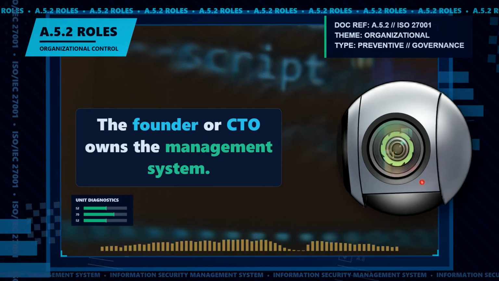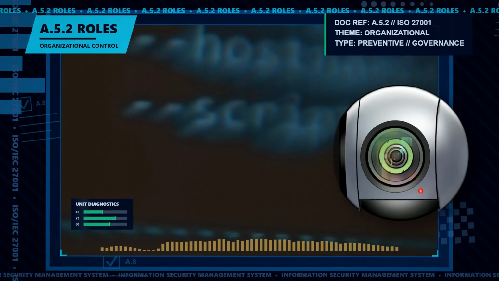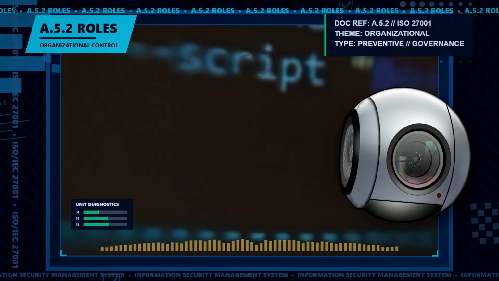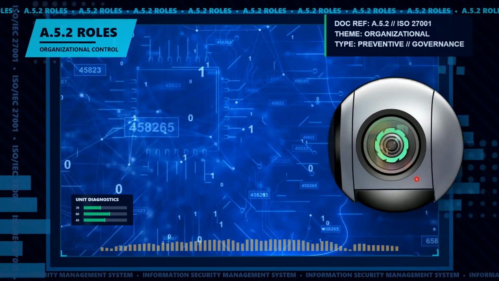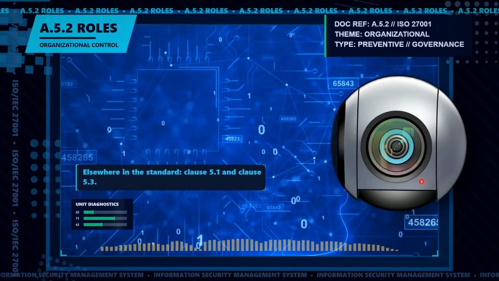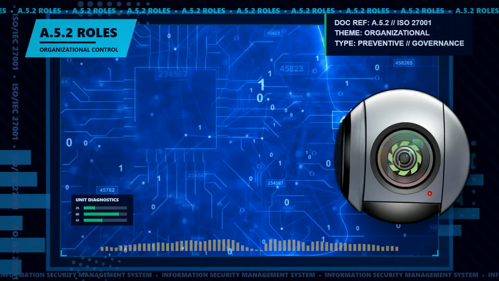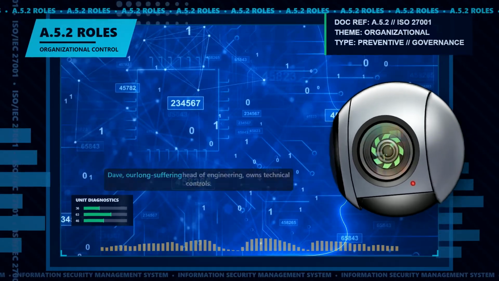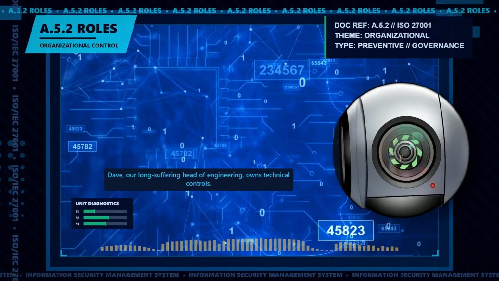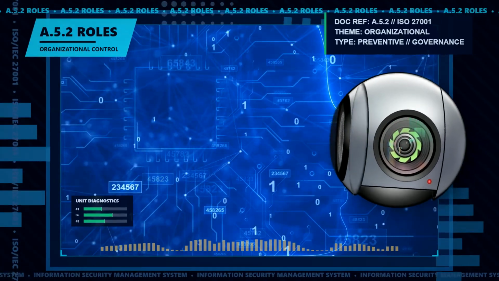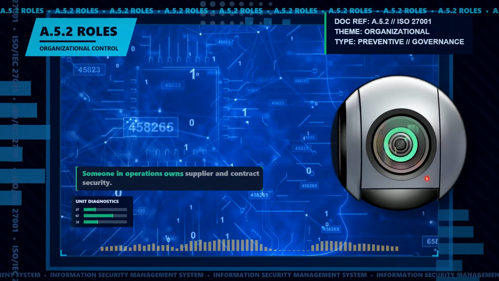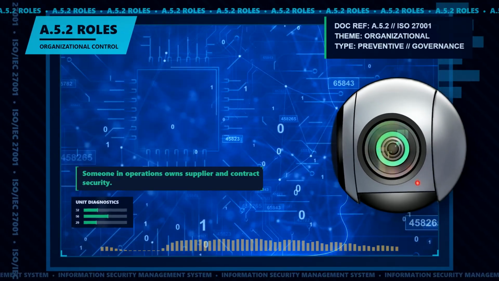Founder or chief technology officer owns the management system overall and signs off the risk decisions, because someone with actual authority has to, and that's a real requirement elsewhere in the standard, in Clause 5.1 and Clause 5.3. Dave, our long-suffering head of engineering, owns technical controls: access, logging, backups, the production environment. Someone in operations owns supplier and contract security.